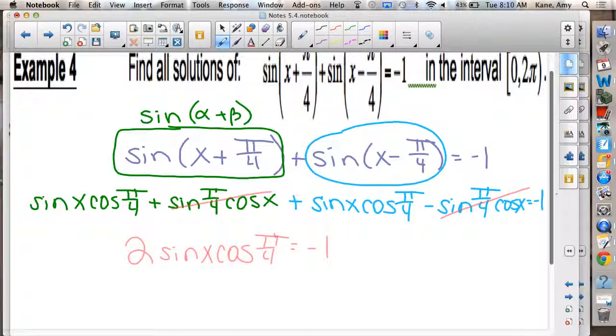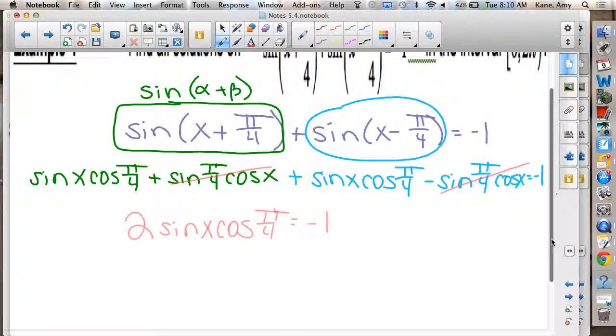So our huge problem has definitely condensed. Two things canceled, two terms were able to combine together. And now we're getting closer to having that x by itself. So what else can we do to try and evaluate or simplify this? Maddie? Divide by 2. So we could take the 2 to the other side, divide by 2. So then we would have sine of x cosine of pi over 4 equals -1/2.